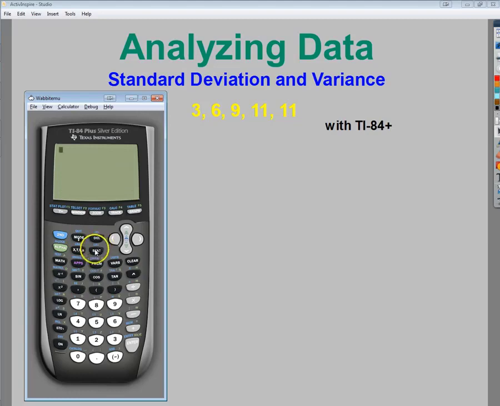I'm going to go into the menu again, so I hit Stat. I'm going to do one-variable statistics. When I do that, I want to tell it what list I'm picking from.